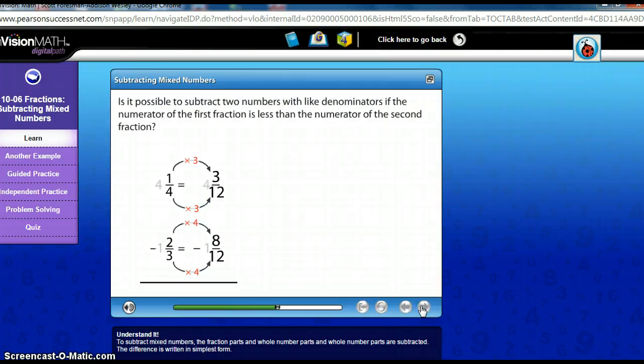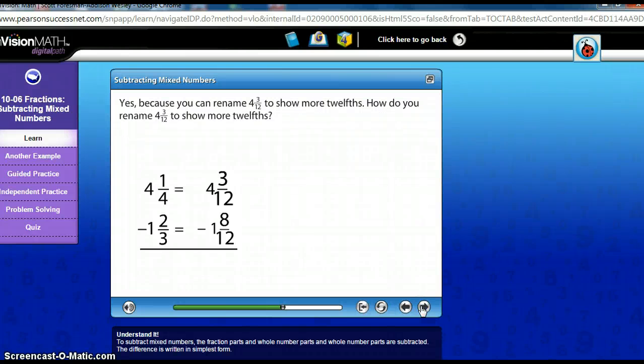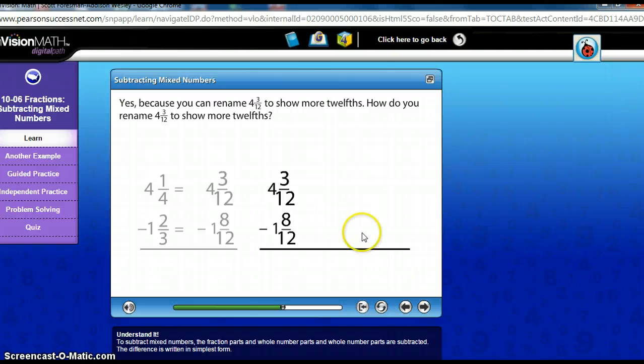Hold on. Is it possible to subtract two numbers with like denominators if the numerator of the first fraction is less than the numerator of the second fraction? Yes, because you can rename 4 and 3/12 to show more 12s. How do you rename 4 and 3/12 to show more 12s? Okay, we are going to have to borrow. We're going to have to borrow from the whole number, which is 4.